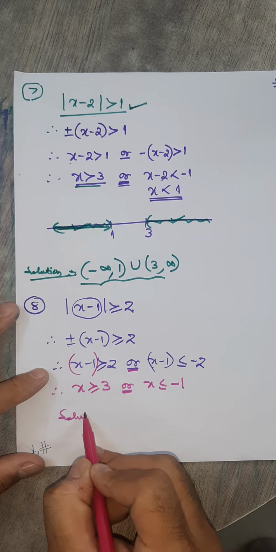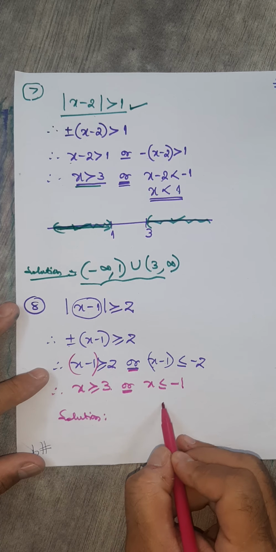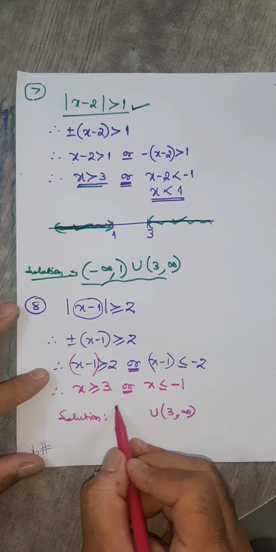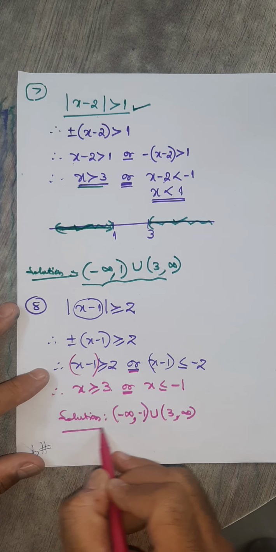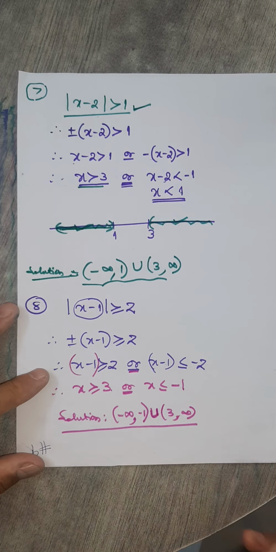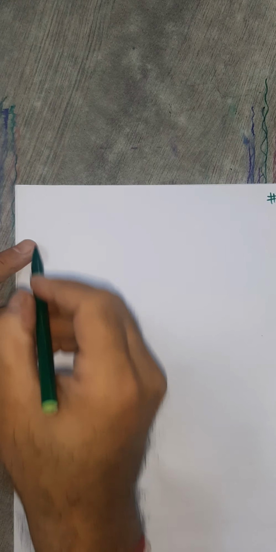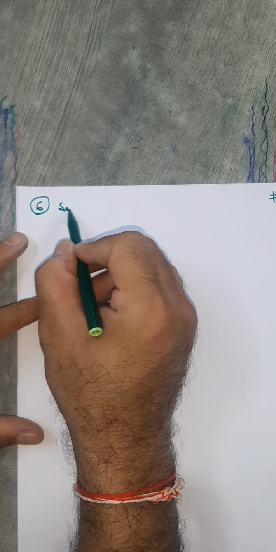So solution here, x is greater than or equal to 3, so 3 to infinity, union from minus infinity to minus 1. This is the solution. Let's see one more question. Solve this. This is the question.